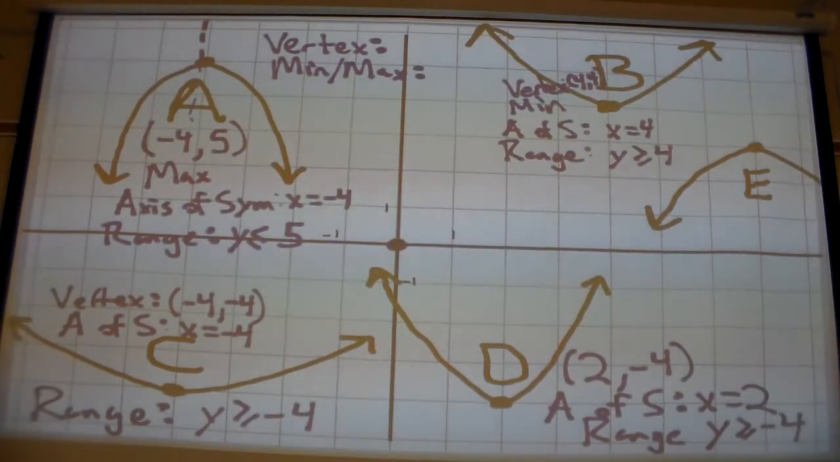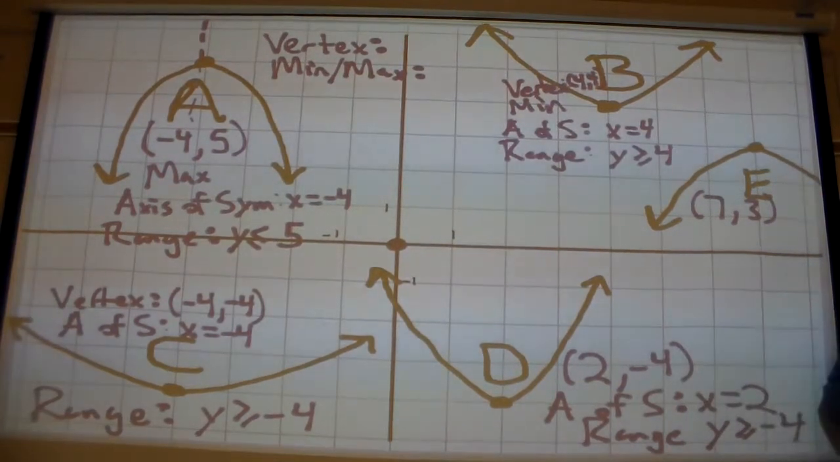Okay. Last one, E. The vertex is 7, 3. All right. We know it opens down, so does it have a max or min? Max. Maximum. Good. Axis of symmetry? 7. And range. It has to do with 3. Is it going to be less than or bigger than 3? y is less than or equal to 3. Right there, that's the stuff we got to pull from it.